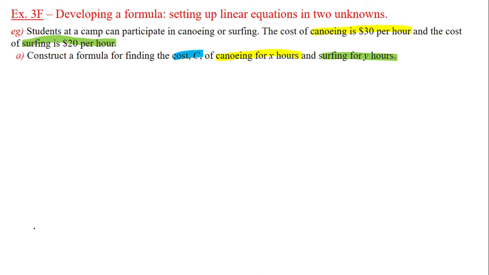As a formula, that will look a little bit like C equals. Now if we canoe for X hours at $30 per hour, that will look a bit like this. So $30 per hour. If I canoe for 2 hours, it will be $60, 3 hours, $90, etc. So multiplying the time spent canoeing by the cost will give you one part of our formula. And the second, we're surfing, so the same thing. If it costs me $20 per hour, then it will be $20 times the number of hours, Y, that I choose to surf for. So we now have a formula.